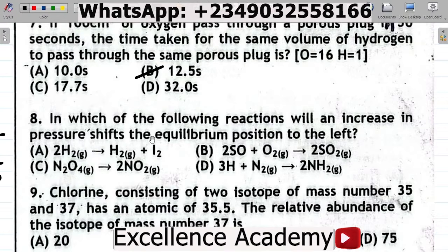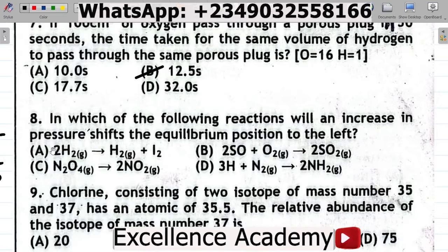Now, in the question they said, in which of the following reactions will an increase in pressure shift the equilibrium position to the left? If the equilibrium position should shift to the left, it means we should have the lesser number of moles on the left. So what they're asking you here is, in which of these following reactions do you have the lesser number of moles on the left? That's the question. Look at A.